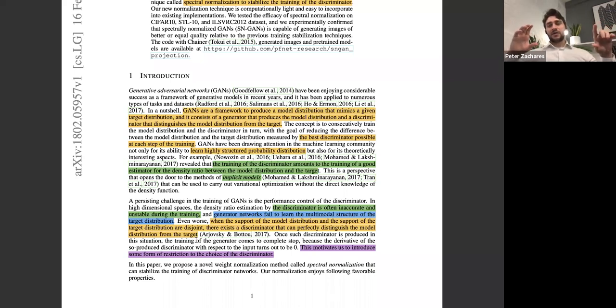And at that point, because their supports are disjoint, the gradient with respect to... I think it says, once such a discriminator is produced in this situation, the training of the generator comes to a complete stop, because the derivative of the so-called discriminator with respect to the input turns out to be 0. So if the discriminator is perfect, then you can't train the generator. It's almost like you have to have an imperfect discriminator to train the generator. And so all of this, they say, motivates us to introduce some form of restriction to the choice of discriminator, so to regularize the discriminator in some way.